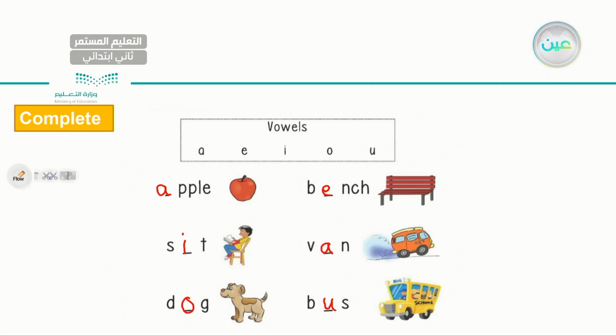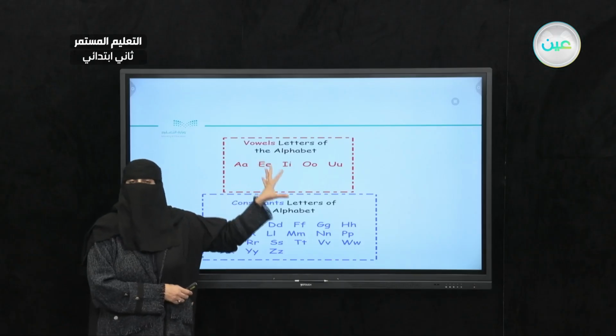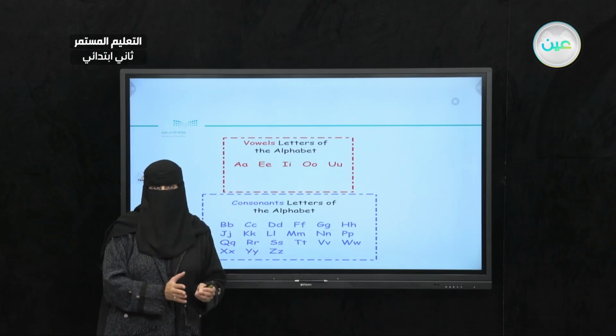So here we completed all the words we have with the correct vowel. Now, I don't only have vowels, I also have consonant letters. At the top, I have vowel letters that are A, E, I, O, and U. Below, I have all the consonants, okay? The consonant letters such as B, C, D, F, G, and H. All the remaining letters except the 5 letters above are considered to be consonants, okay?